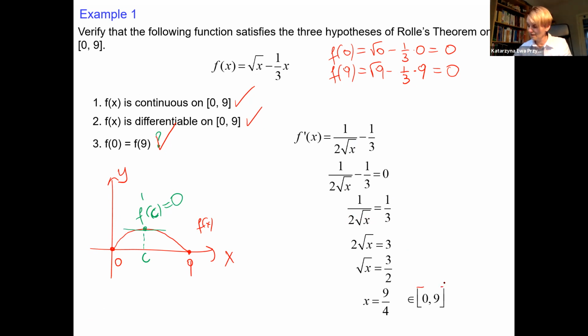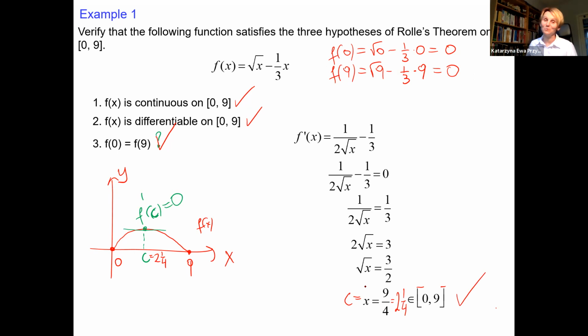Oh, I think 9 over 4 is like 2 1/4. Yeah, 2 1/4. I was right. I don't know exactly how the graph looks, but I was right to push it a little bit closer to 0. Yeah, it's definitely, and this is that value C. But again, this theorem guaranteed that point, which sometimes we don't even have to compute exactly.